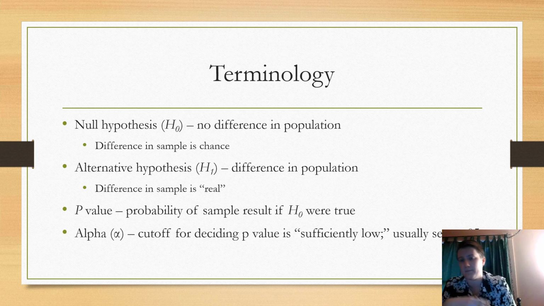But if it's above it, even if it's just a percentage above it, if our alpha is 0.05 and our p-value is 0.06, we're still going to retain the null hypothesis. It hasn't broken that threshold yet.